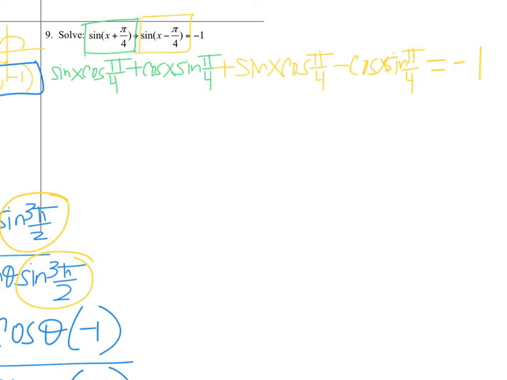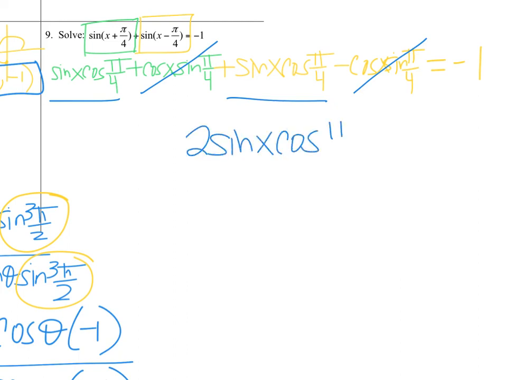All right, now, do you see anything? We've got some like terms here, so this is exciting. I've got a positive cosine x sine pi over 4 and a minus cosine x sine pi over 4, so those cancel out. Don't you love it when things start canceling? Love it. Then I have a sine x cosine pi over 4 plus another sine x cosine pi over 4. So how many of those do I have? 2 of them. 2 sine x cosine pi over 4.